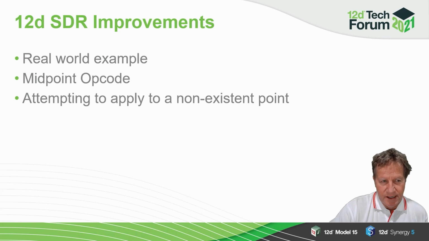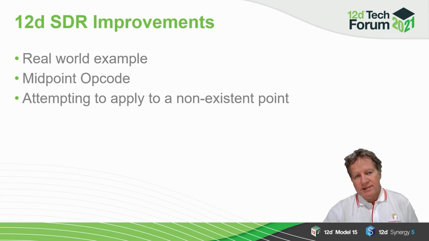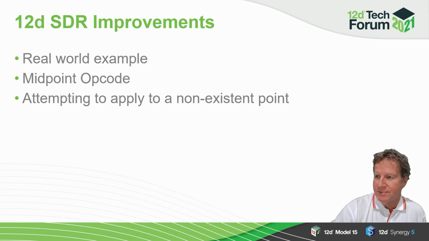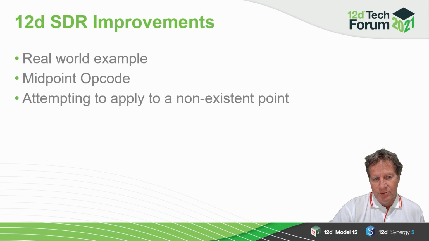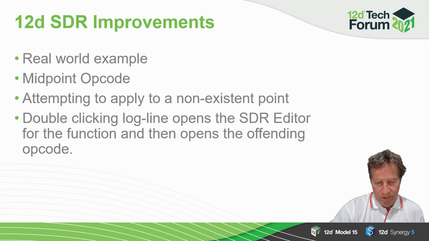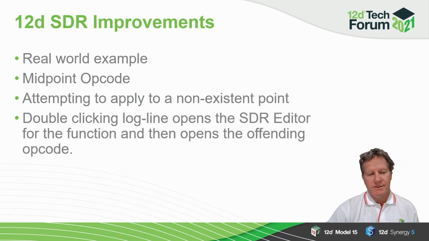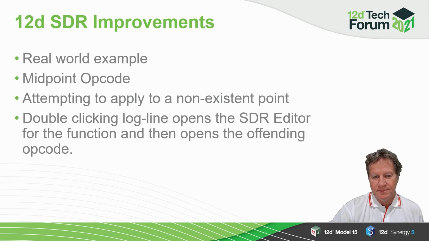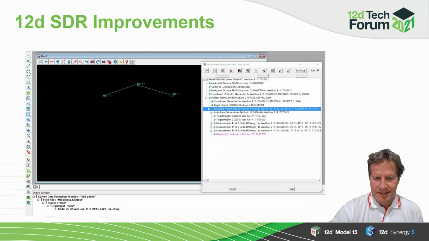Another really important feature here is log lines. I know it was actually further up in the PowerPoint, I forgot to mention it. So what we're going to do is try to apply some opcode to a non-existent point. What will then happen when we reduce is it'll show us some log lines in the output window. Then we can double click that log line and go straight to the offending opcode. Honestly, it is that easy.